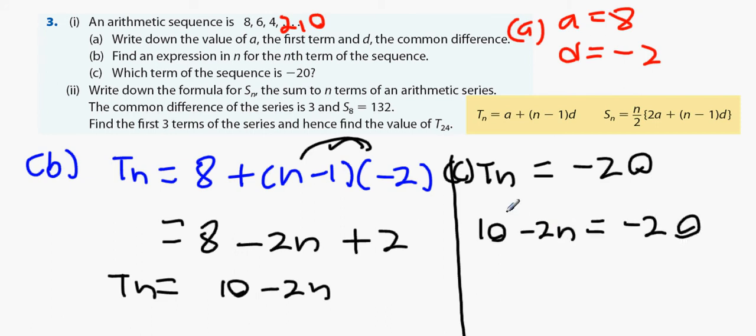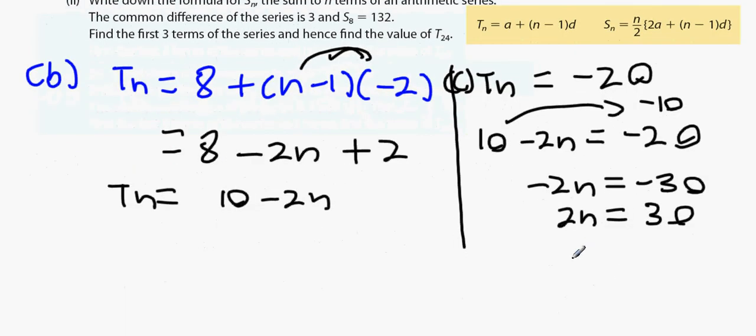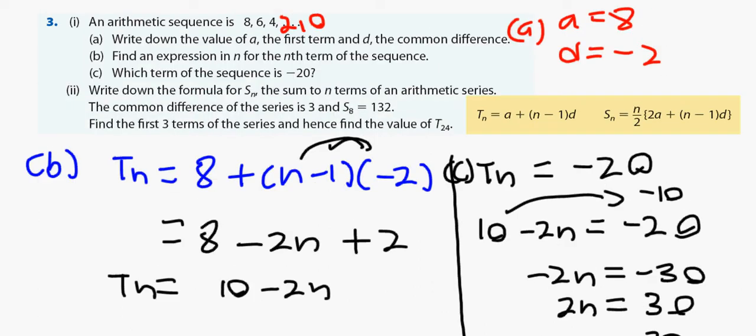Bring the 10 over the other side and we get minus 2n equals minus 20 minus 10, which is minus 30. Multiply both sides by minus, so we know that 2n equals 30. And then what we can finally say is that n must equal 30 divided by 2. n equals 15. It's the 15th term. So which term of the sequence is minus 20? The answer is the 15th term.